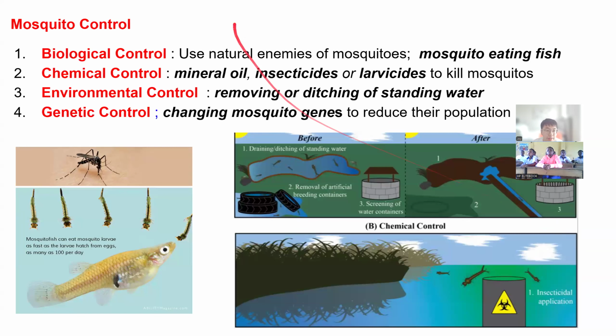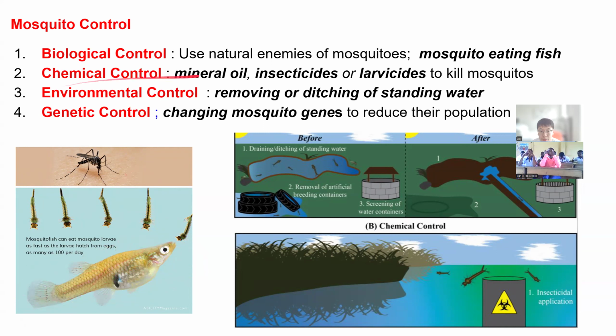And these are different ways that we can control the mosquitoes. So there are biological controls, chemical controls, environmental controls, and genetic controls. Biological control uses natural enemies like fish. So if you release fish into mosquito-rich stagnant water, they will eat the larvae that hatch from the eggs.